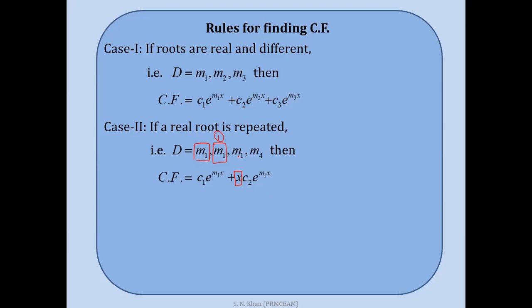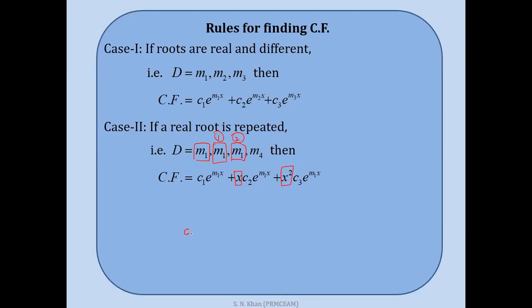Then again it is repeated for second time. Second time यहाँ पे फिर से repeat हो गया. Second time अगर repeat होता है तो now we have to multiply it by x square. Second time repeat हुआ है, that's why we have to multiply it by x square and into c3 e to the power m1x as it is. Okay, so real root के लिए formula तो same है.